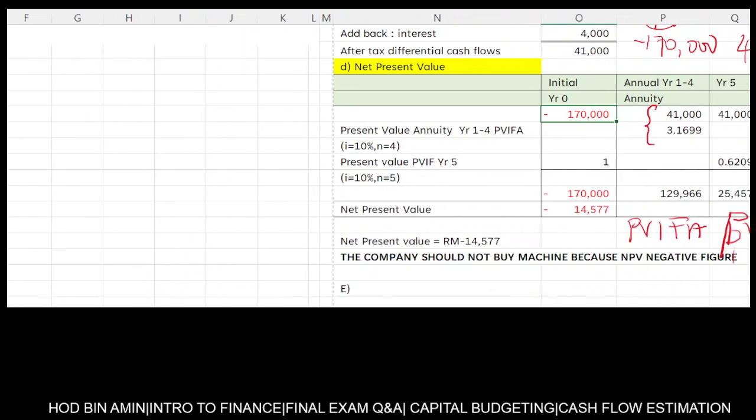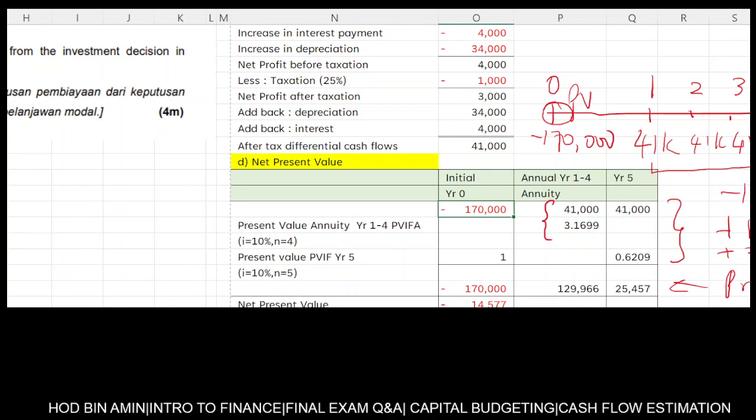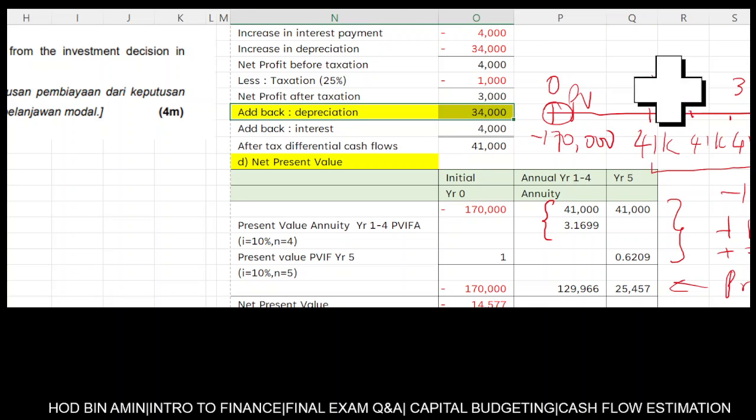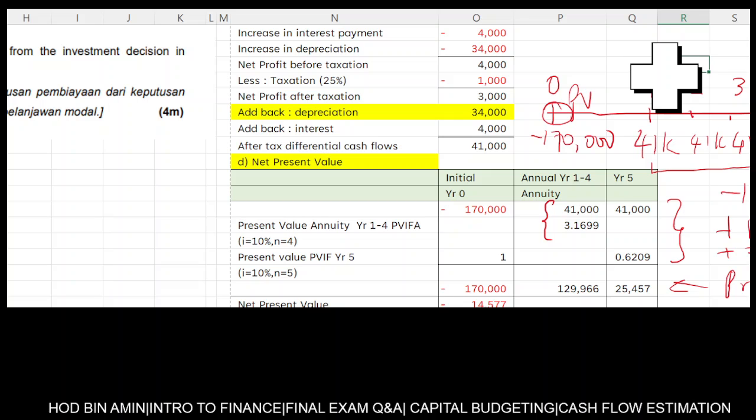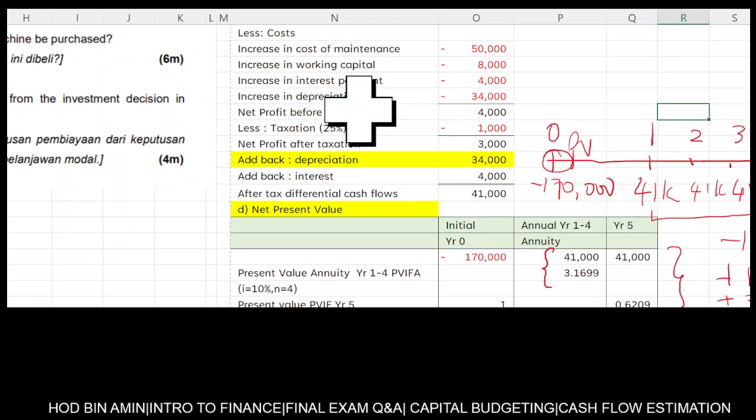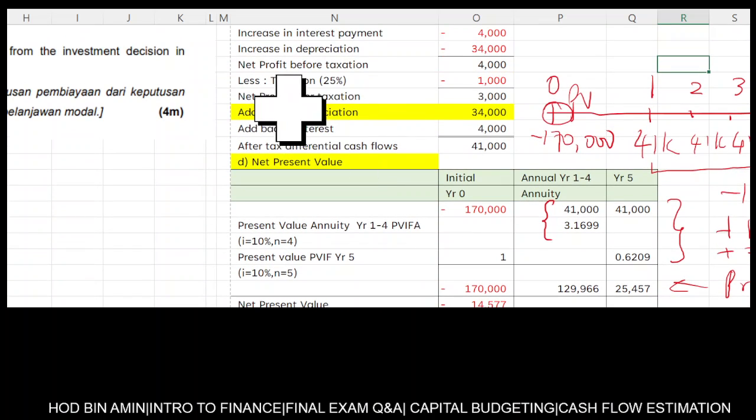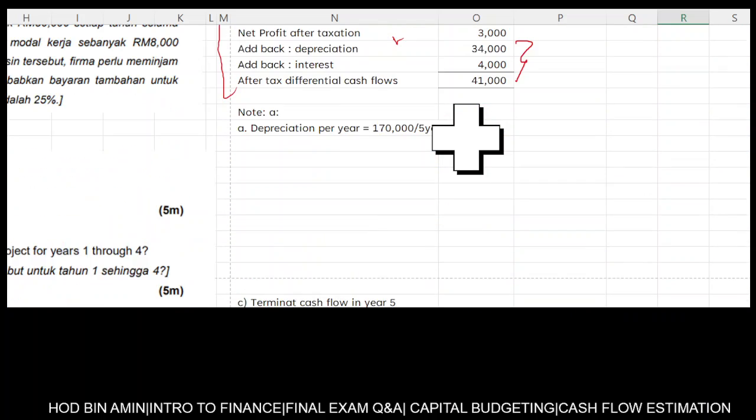Depreciation is not involved in the financing because it's not a cash flow, not involved with cash. Depreciation is just a provision. It's not involved in cash. Then we have to add back. Add back means we already subtracted depreciation, but if depreciation is not involved in the money, then you have to add back. So you have to remember this. And we have finished answering these questions.